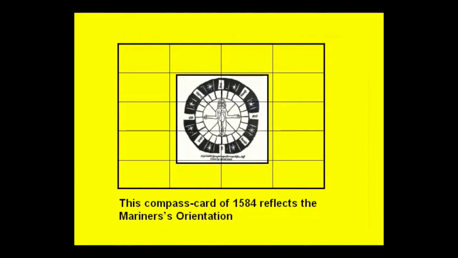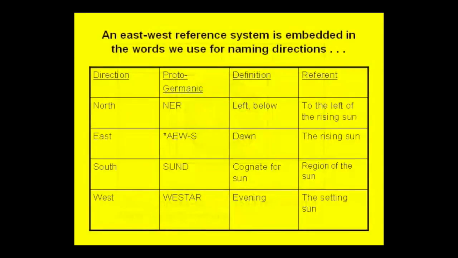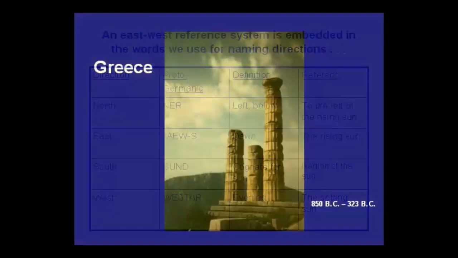This compass card of 1584 is an example of the mariner's orientation. A solar east-west reference system is embedded in the very words we use for the cardinal directions.